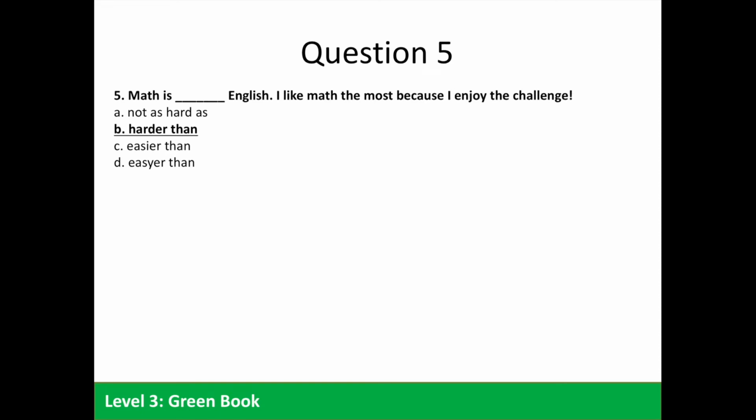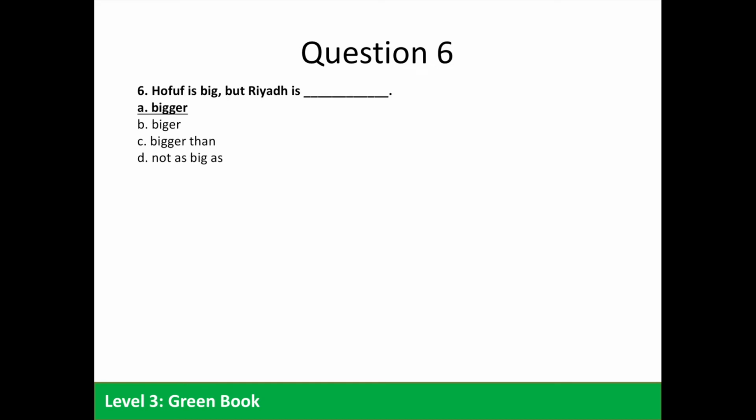Question 5. Math is blank English. I like math the most because I enjoy the challenge. Again, if math has a challenge and I like it more, then math is B, harder than English. Question 6. Hofuf is big, but Riyadh is blank. Again, here, we know using the comparative, we have big, which is consonant, vowel, consonant. So we need to double the G and add ER. Because we know the comparison, we don't need than, so A is the correct answer.